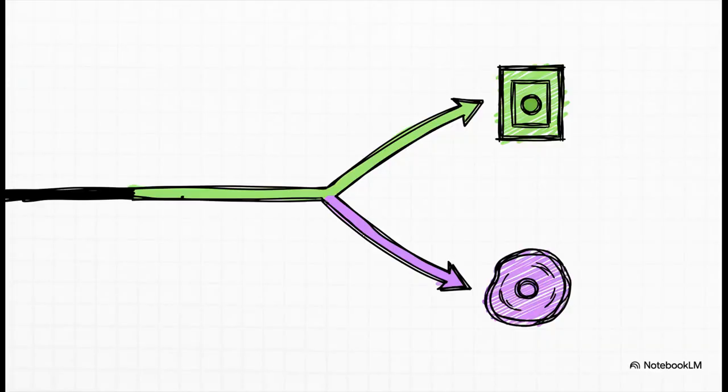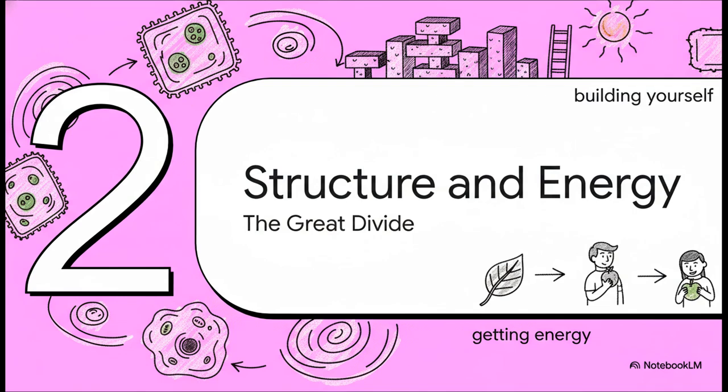So if they have all of this stuff in common, where do they go their separate ways? Well, it all comes down to just a few key differences. But trust me, these are not minor details. These are the differences that lead to two totally separate ways of surviving on this planet. And the first big split, you could argue it's the most important one, boils down to two really simple questions.